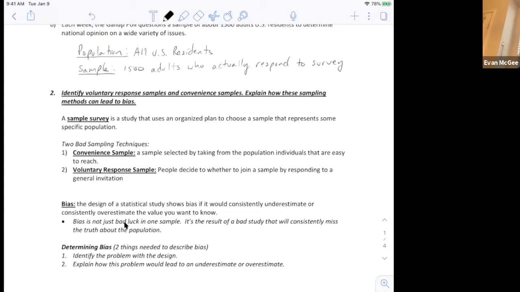So bias is not just bad luck in one sample, it's the result of a bad study that will consistently miss the truth about the population. And we'll look at a couple examples of that.